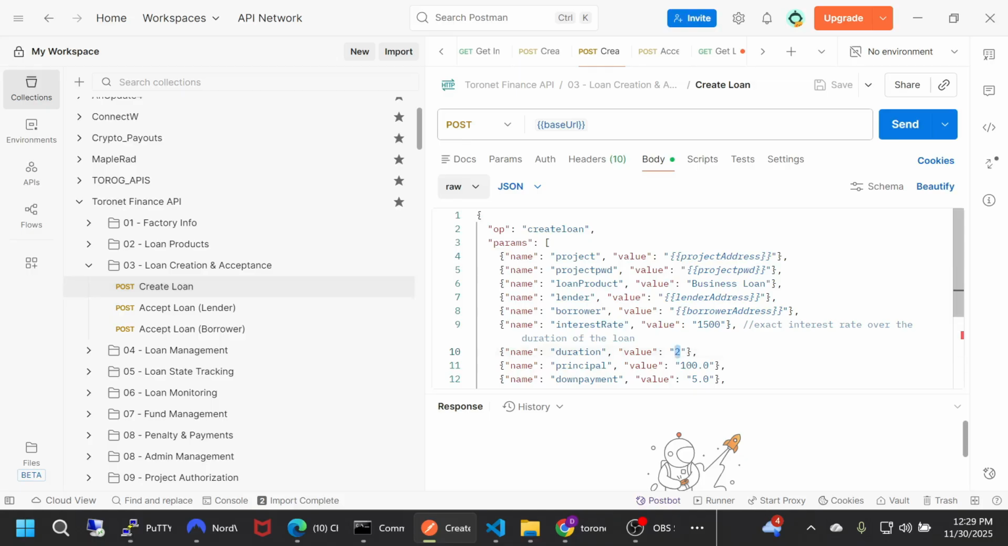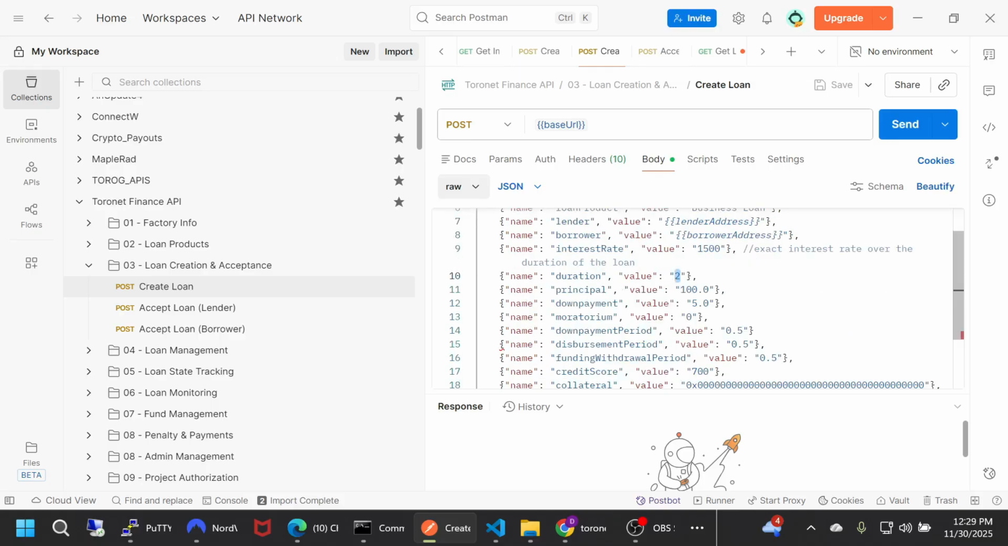Its duration is going to be 2 hours because it inherits a bunch of things from the product type. So it inherits the duration type, which is hourly. It must comply with the principal ranges, down payment ranges. But there are several things that protect both borrower and lender.